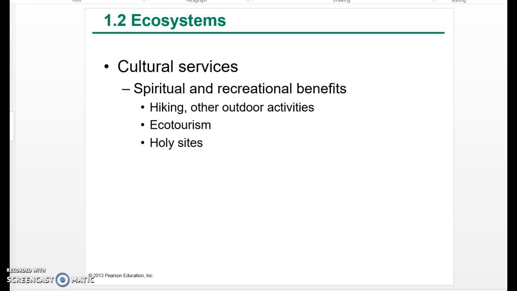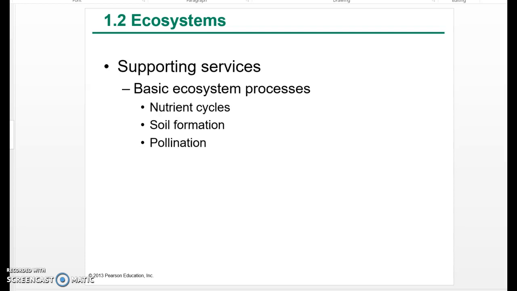Cultural services, of course: ecosystems provide what we call intrinsic values. They provide cultural services to us, meaning hiking, outdoor activity, ecotourism, holy sites. In some religions, water is very, very important. So this is what ecosystems provide to us as well. Supporting services are the basic ecosystem processes, such as the nutrient cycles and soil formation that are needed to maintain other services. For example, bees and other species provide supporting services by ensuring flowers are fertilized, which then allows fruits to be formed.